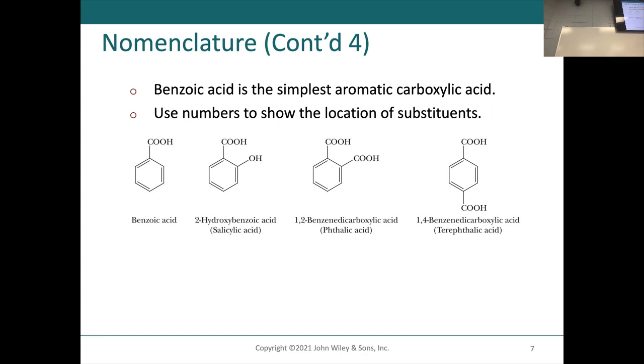2-hydroxybenzoic acid. This is known as salicylic acid. What do you all know about salicylic acid? Pardon? It's used in acne products? Okay, what else do we know about it? Can be used to make aspirin. Huh? Can be used to make aspirin. It is used to make aspirin.